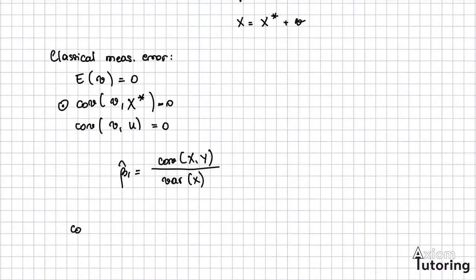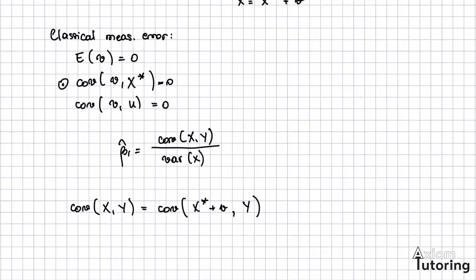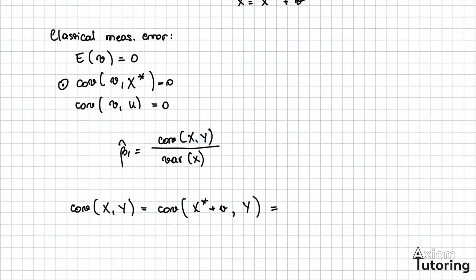For the first one, we would have the covariance of x and y, but remember x is x star plus v, so we're looking at that with covariance with y. Using linearity of covariance, we've shown the properties of the variance, covariance, and expectation operators in previous videos in this series, so make sure you check them out if you have forgotten how to use the linearity property of covariance. Ultimately, this is equal to the covariance of x star with y plus the covariance of v with y, which we know is equal to 0.